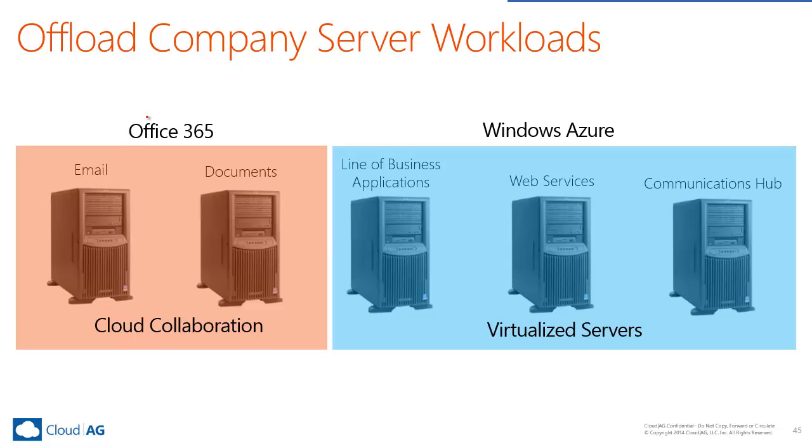So if you think about the major workloads, if you had servers running all your stuff today, including email and documents, Office 365 is really where you can offload email and documents from your current on-premises server, put them into Office 365, and then you can get rid of these things, and also get rid of the costs of maintaining them and upgrading them, and basically get out of the server business.